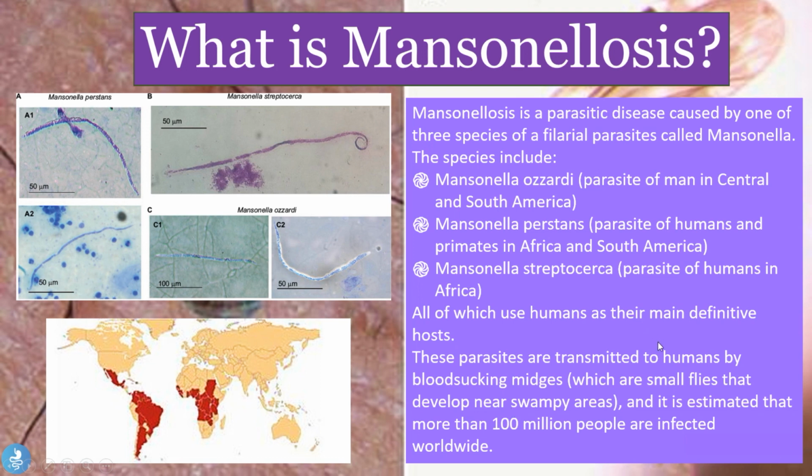So if we take a closer look at this image to the left of my screen, we see what the various species actually look like. So we have Mansonella perstans, which is pictured in A1 and A2. We have Mansonella streptocerca, which is pictured here, and Mansonella ozzardi, which is pictured here. And then we have the various countries which are actually affected from this disease. So now that we know what the basics of Mansonellosis is, let's take a closer look at how one can contract this disease.